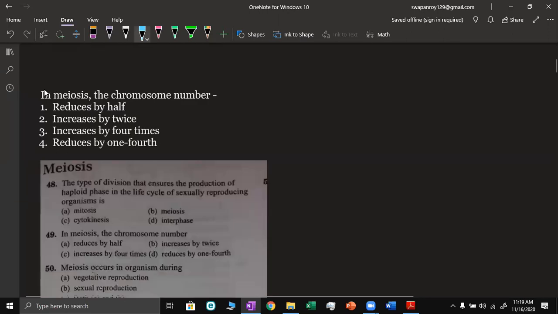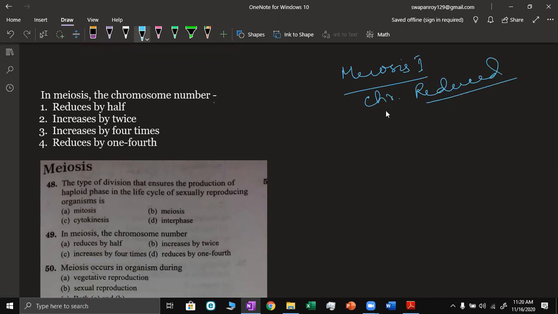Next question, in meiosis, the chromosome number is reduced, particularly in the first meiosis. Meiosis one, the chromosome number is reduced, but reduced by how much? By what quantity? It is by half. So it reduces by half.